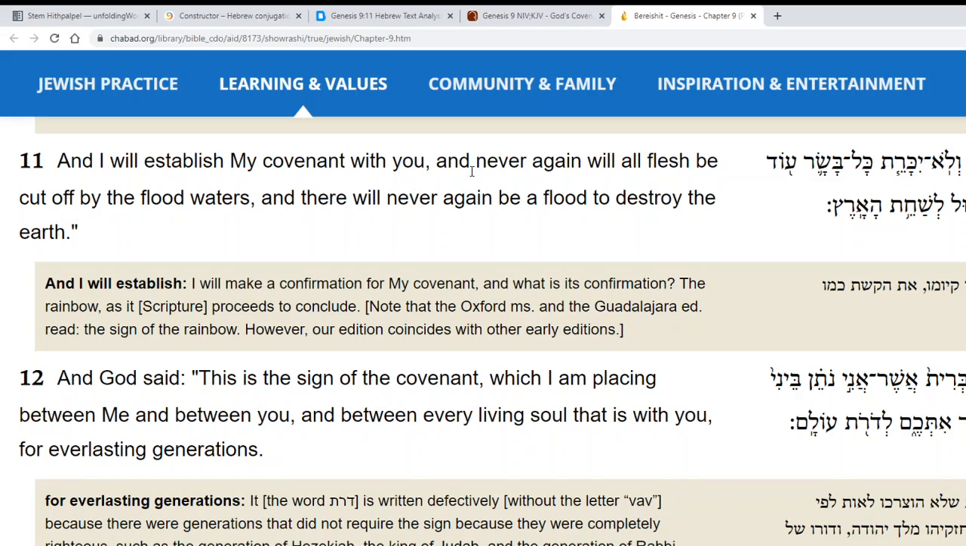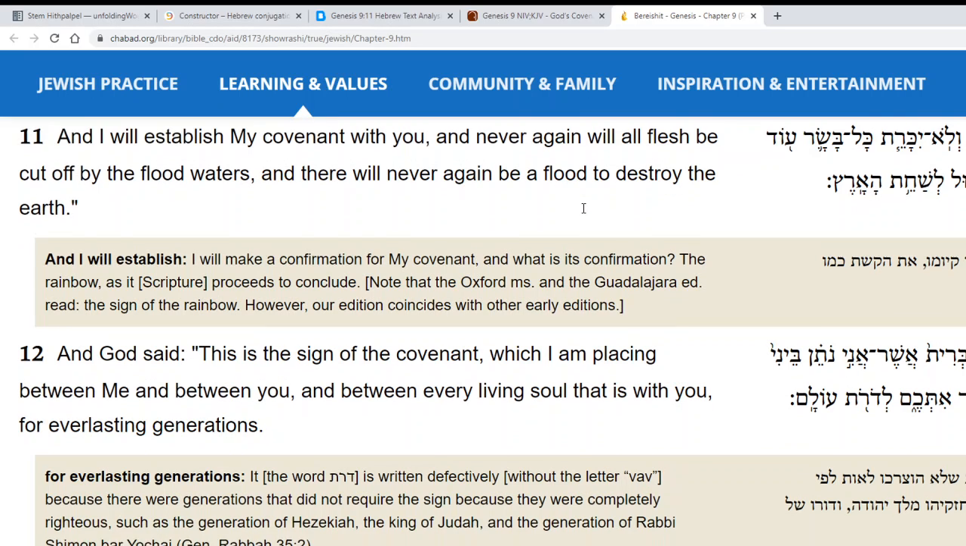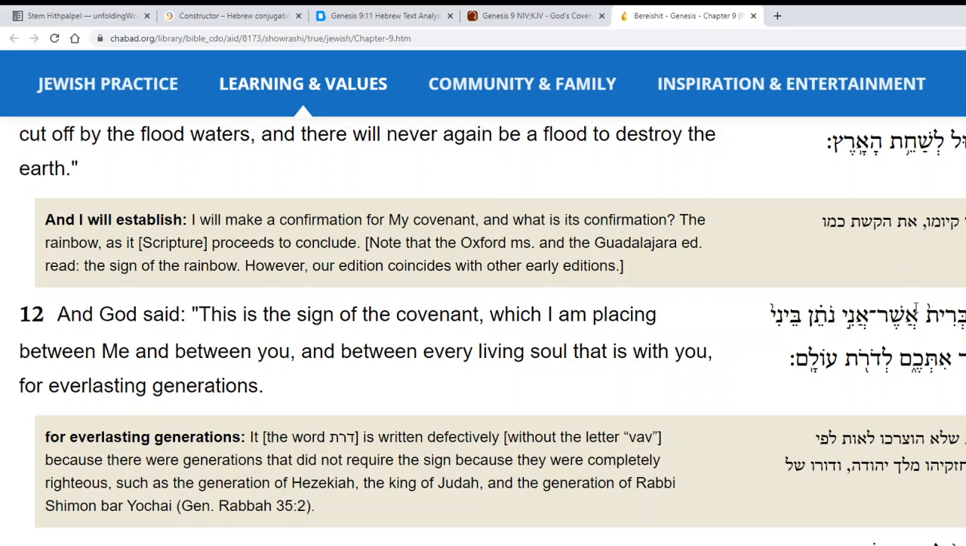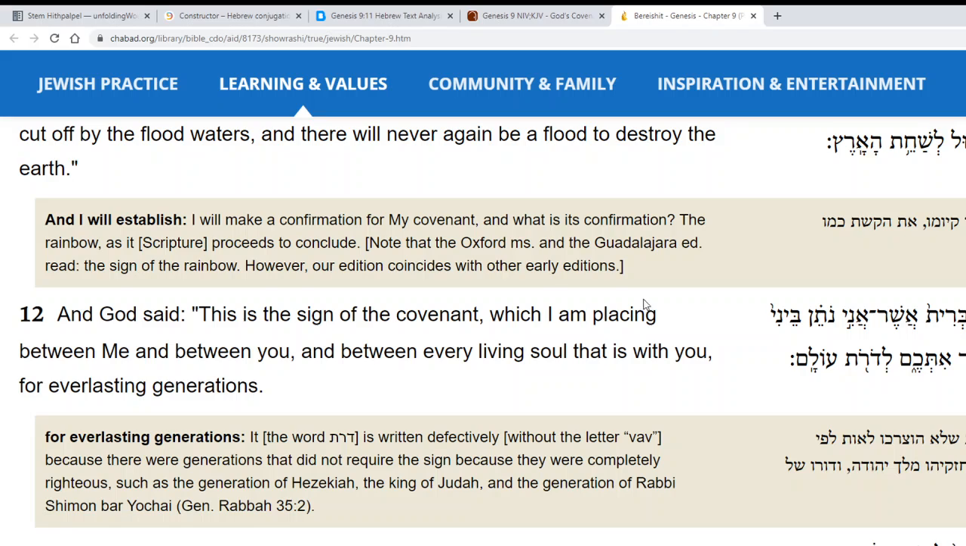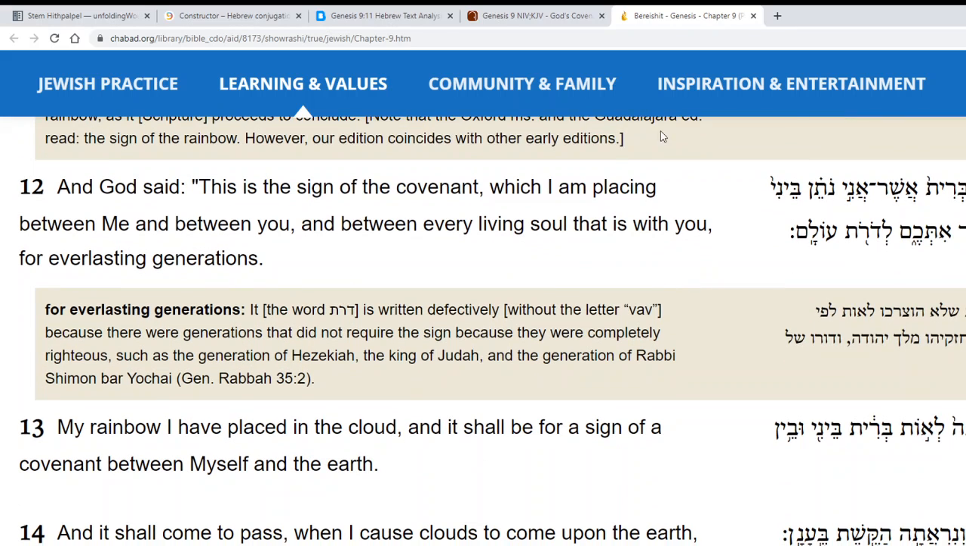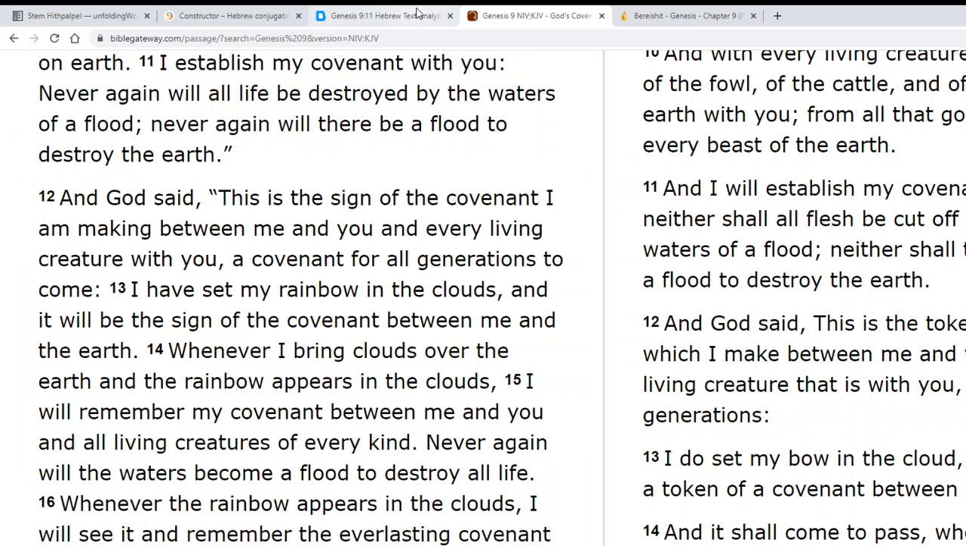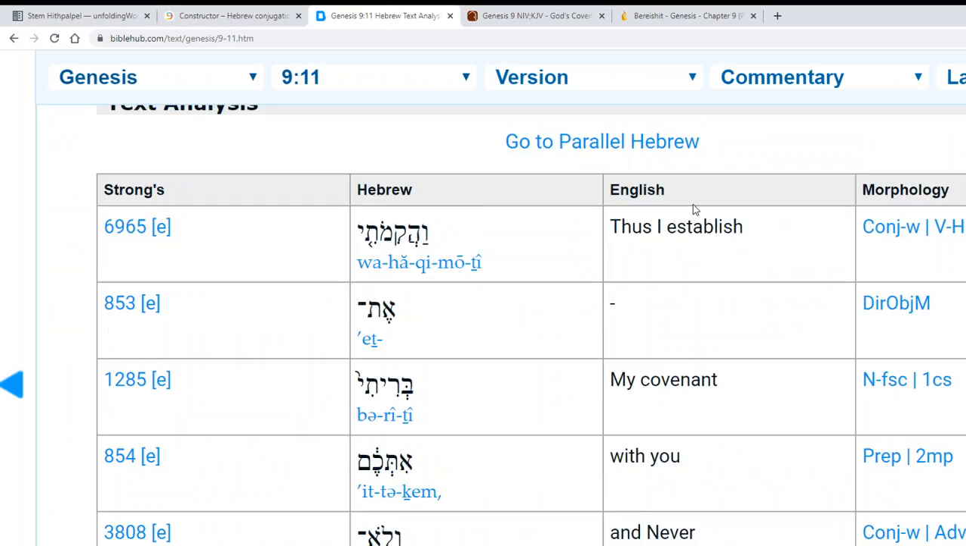Chabad: and I will establish my covenant with you, and never again will all flesh be cut off by the flood waters, and there will never again be a flood to destroy the earth. Right. Hekimoti. Okay, so there are different versions of Rashi, so I'm not going to bother. There are various versions of Rashi, just like there are various versions of everything.